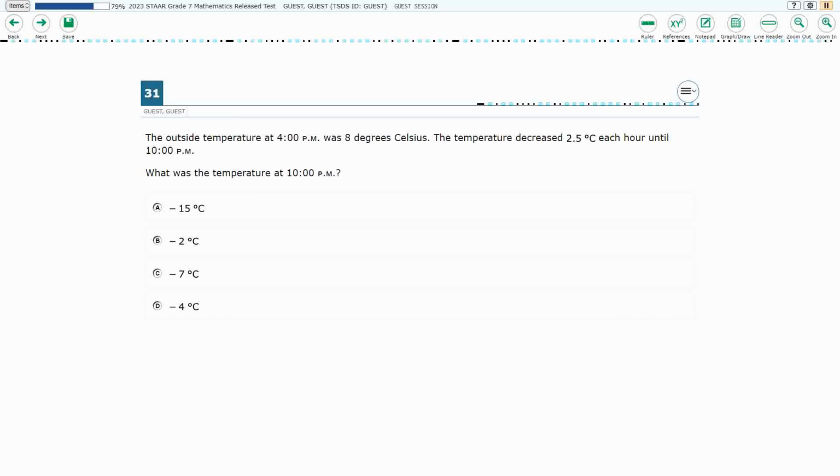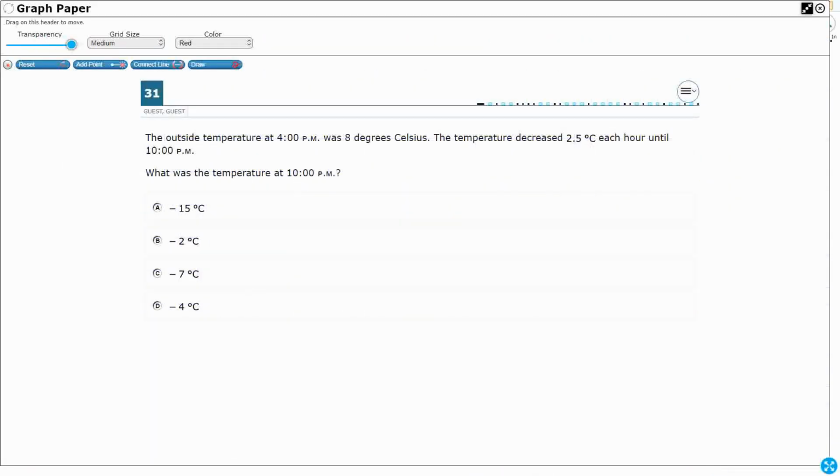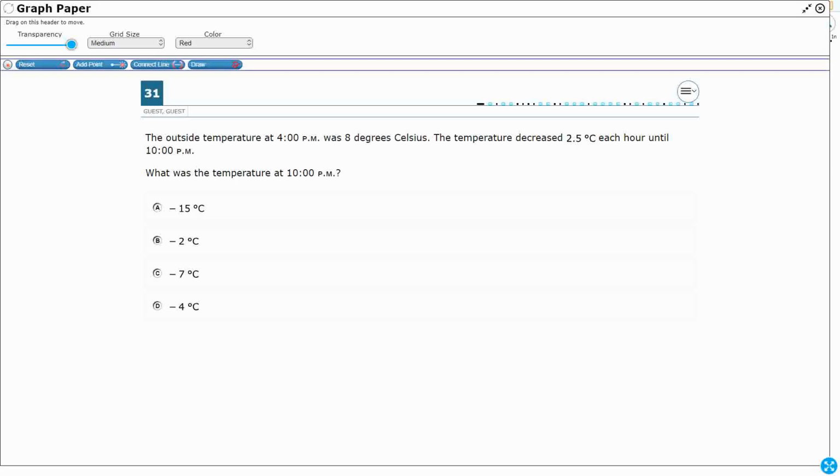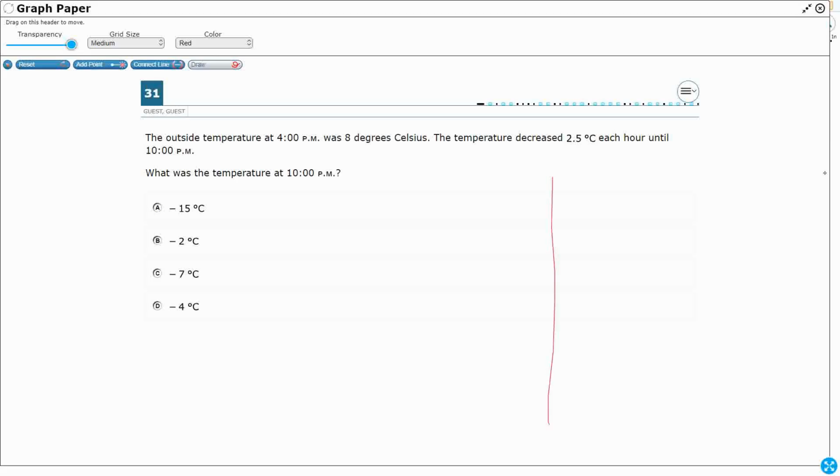So we just have a little bit of a temperature problem here. We've got the outside temp at 4 p.m. of 8 degrees Celsius, decreased by 2.5 each hour until 10. Right, so I'm going to draw a vertical number line to represent my thermometer, and I'll have time and temp, right, so at 4 p.m. And you see we are going to get into the negative, right? That's 8 degrees Celsius, so decrease 2.5, okay, each hour.